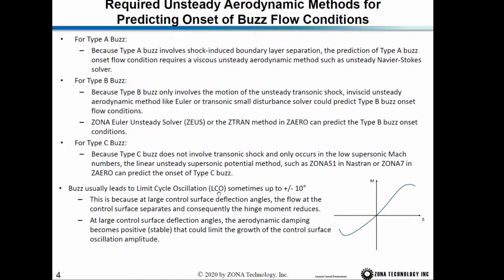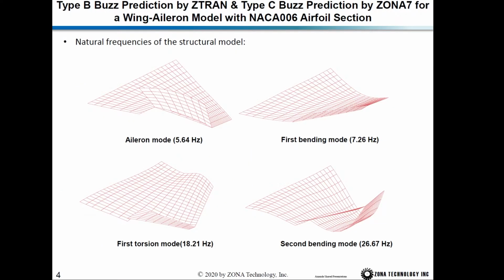Buzz usually leads to limit cycle oscillation, sometimes up to plus or minus 10 degrees, because when the control surface deflection angle is large, the flow separates, and in that separated flow, the aeroelastic system of the control surface mode becomes stable. So this creates a bounding mechanism, and the control surface oscillates within this region and leads to limit cycle oscillation. Now we want to show that ZTRAN can predict type B and type C buzz, type B buzz, and ZONA7 can predict type C buzz.